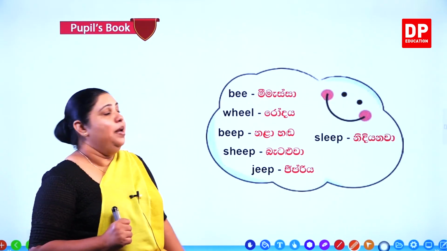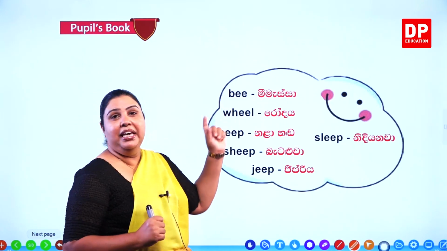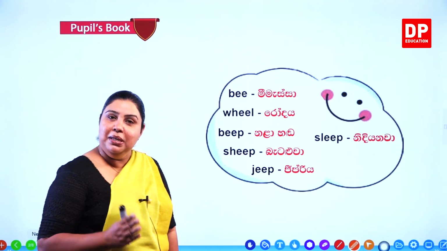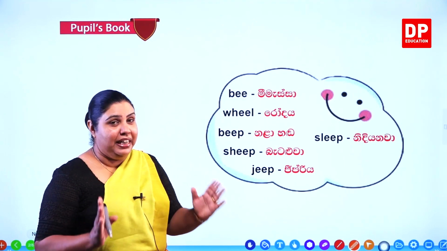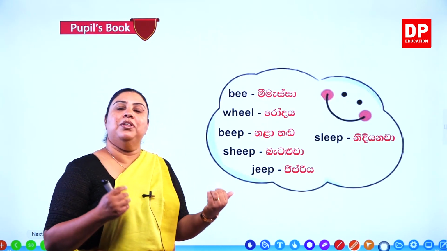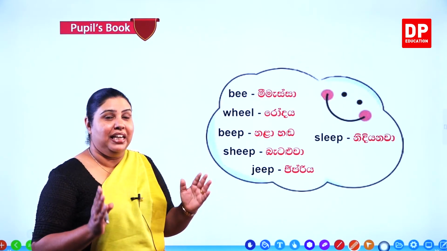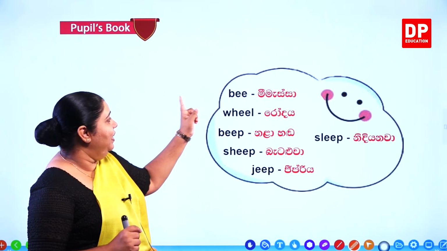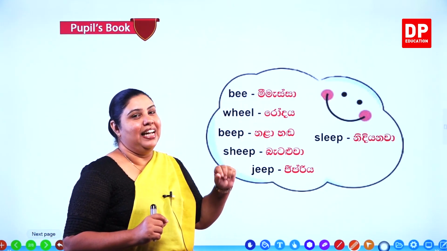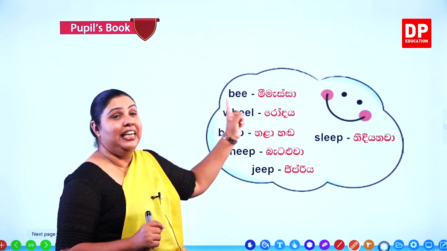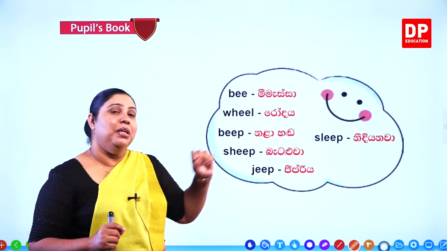First one. Bee. Bee. Who is a bee? Bee means a honey bee. You all know the letter B, and when we write the letter B and add the long E, that is 2 E letters, you have the B, bee.